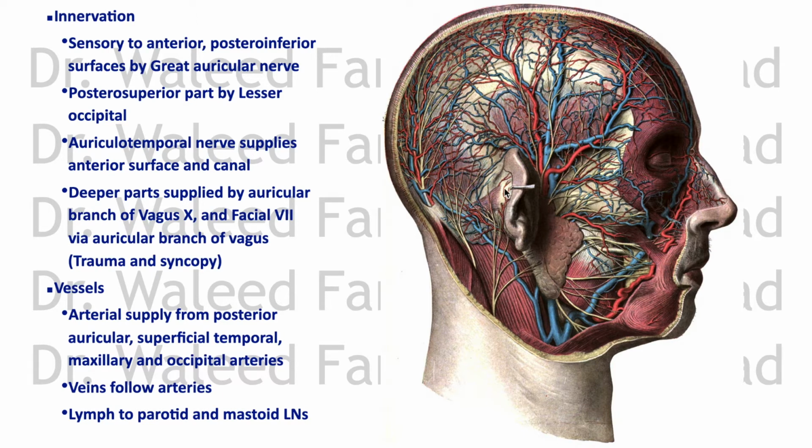Now we are left with the posterior-superior surface. It's supplied by this nerve, which is the lesser occipital nerve. Of course, you remember this from the cervical plexus. So we have the auriculotemporal, the great auricular, and the lesser occipital.